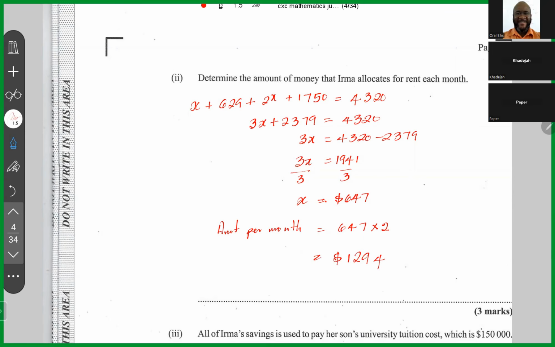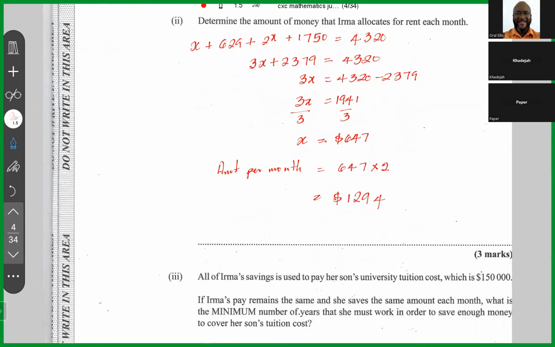And the amount of money she puts away for rent every month is $1,294. All right, guys, when you're doing questions, always read the question carefully. They didn't ask how much she puts away for rent every fortnight. They asked how much she puts away for rent every month. So you have to multiply the amount she puts away for a fortnight by 2 to get the amount she would be putting away per month.